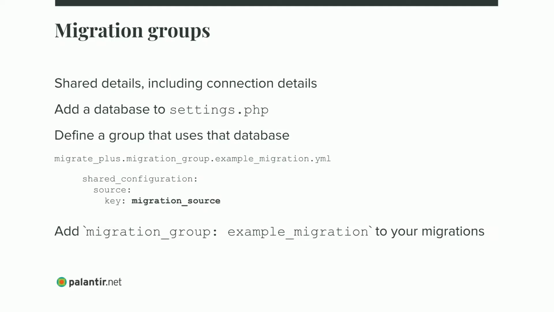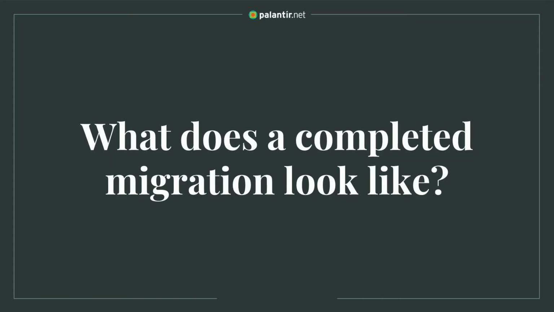You can set up the connection details in settings.php, then create a configuration file that links the two and defines a migration group. Then in each of your migration files, you can specify that it's part of that group and it'll inherit that connection. So a lot of that work is just connected for you.